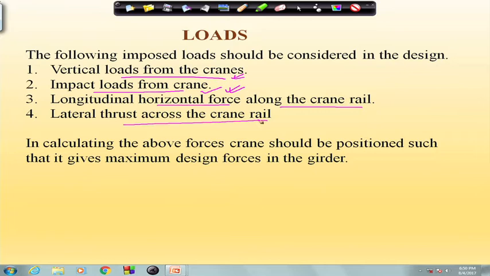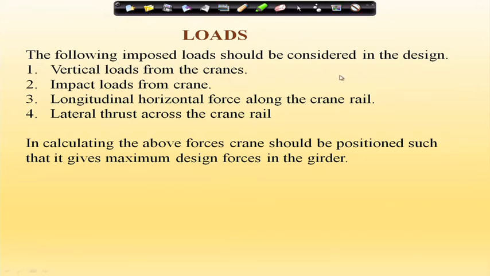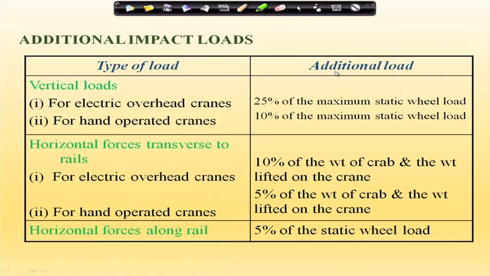So, as I told earlier, when we calculate these forces, we need to position the crane, meaning the trolley, in such a way that it gives the maximum design force in the girder. So, we will design the girder for the maximum effect. That we have to keep in mind. So, for that we will place the load accordingly.